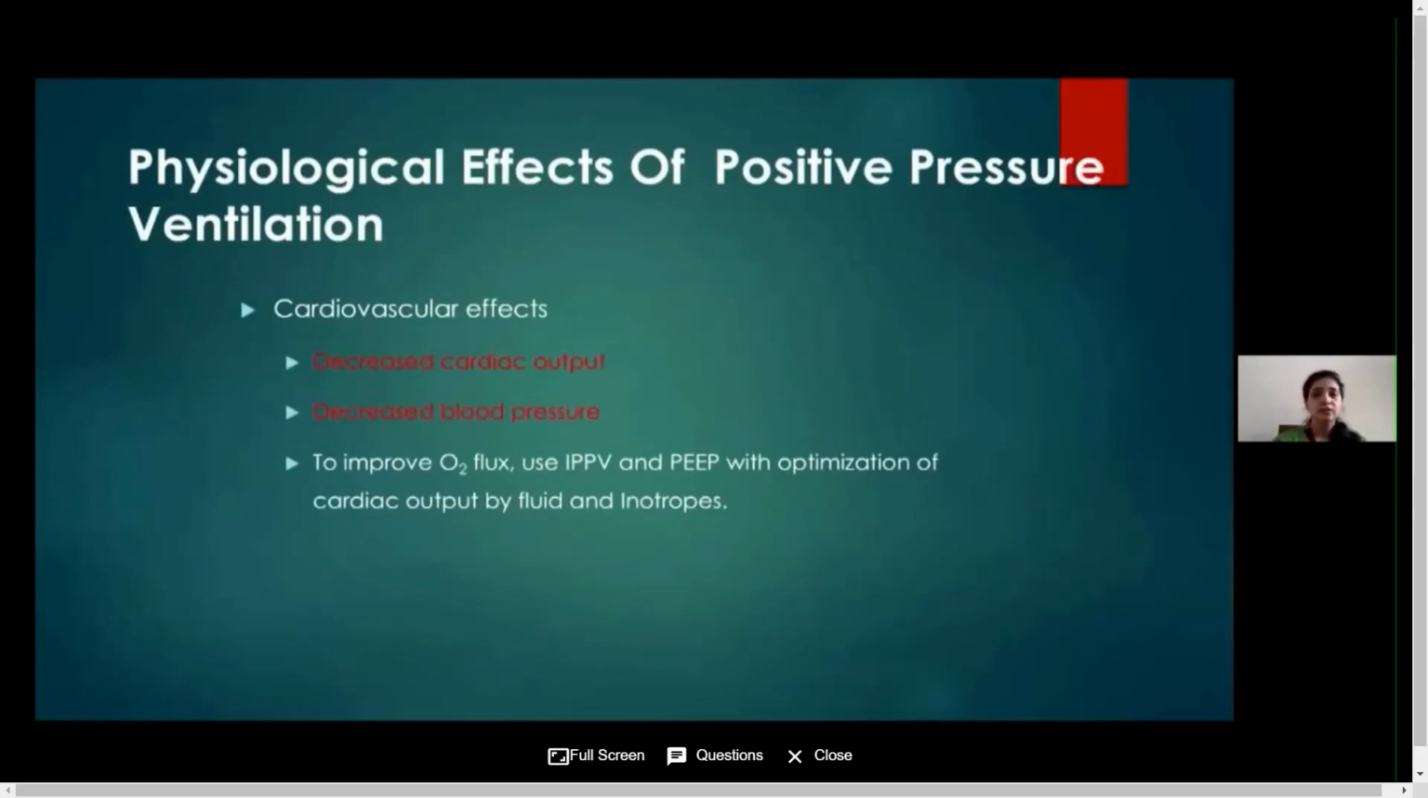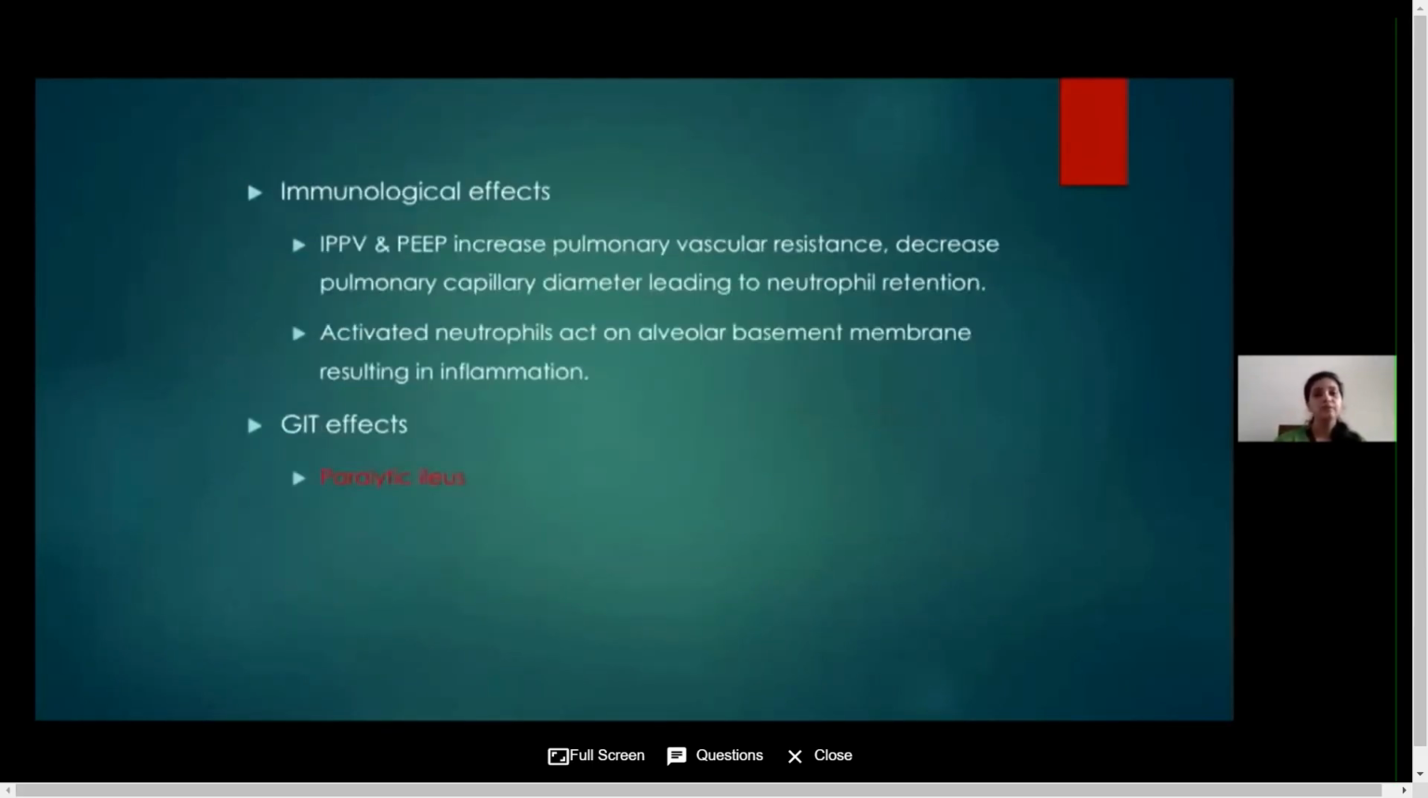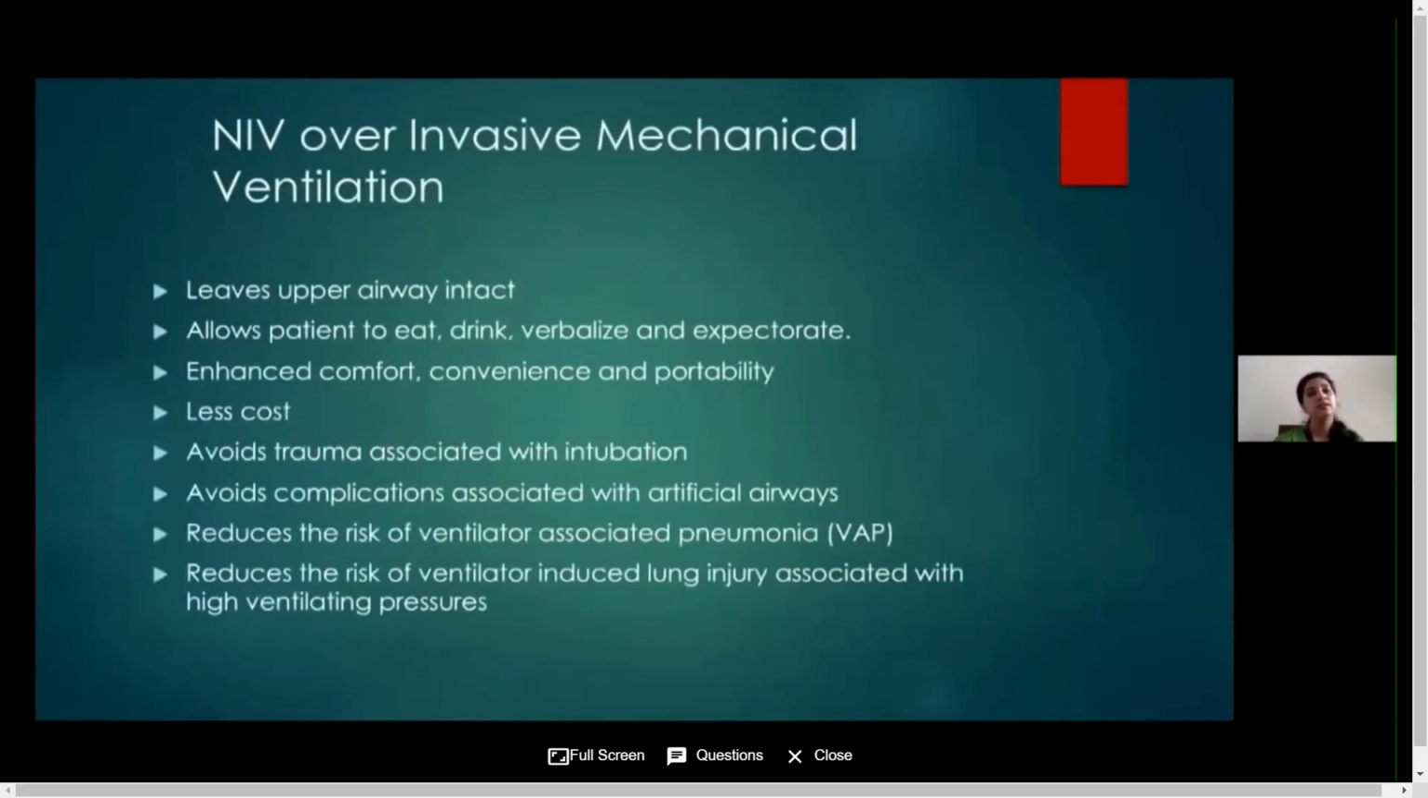There are various effects of using positive pressure ventilation. It can reduce the cardiac output and reduce blood pressure. So to facilitate or optimize your cardiac output, you might need to use fluids and inotropes. It can also reduce the renal blood flow. It can increase intracranial pressures and cause water and sodium retention. It can also have immunological and gastrointestinal effects.